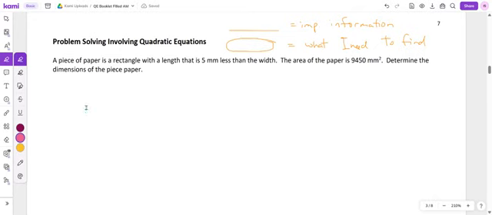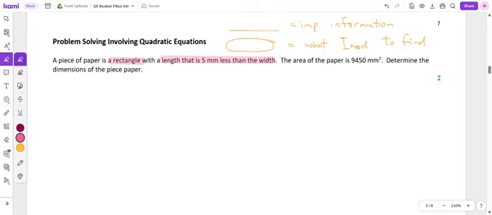So let's read the first sentence and just underline or highlight straight what is important. A piece of paper is a rectangle with a length that is 5 millimeters less than the width. What is one important word? Not rectangle? I need to know the shape I'm doing. Okay, rectangle is helpful. Okay, this length is 5 millimeters less than the width. Anyone feeling like a let statement is happening? Oh, yeah.